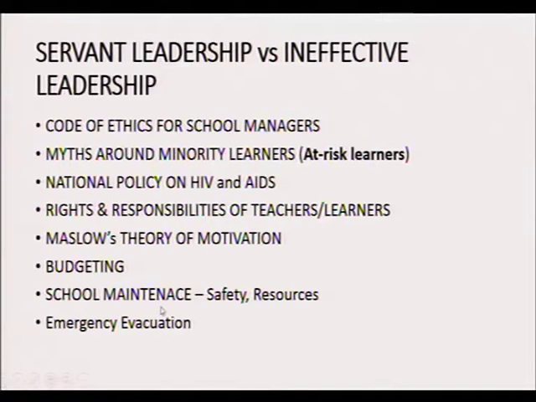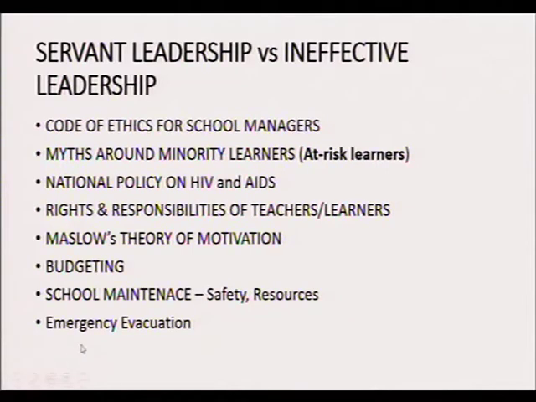And then school maintenance. School maintenance is also broad. Here you can look at the safety of the school. What is the benefit of having safety at school? And how do you look at the resources? How can you maintain the school environment? And what are the benefits of this school maintenance?